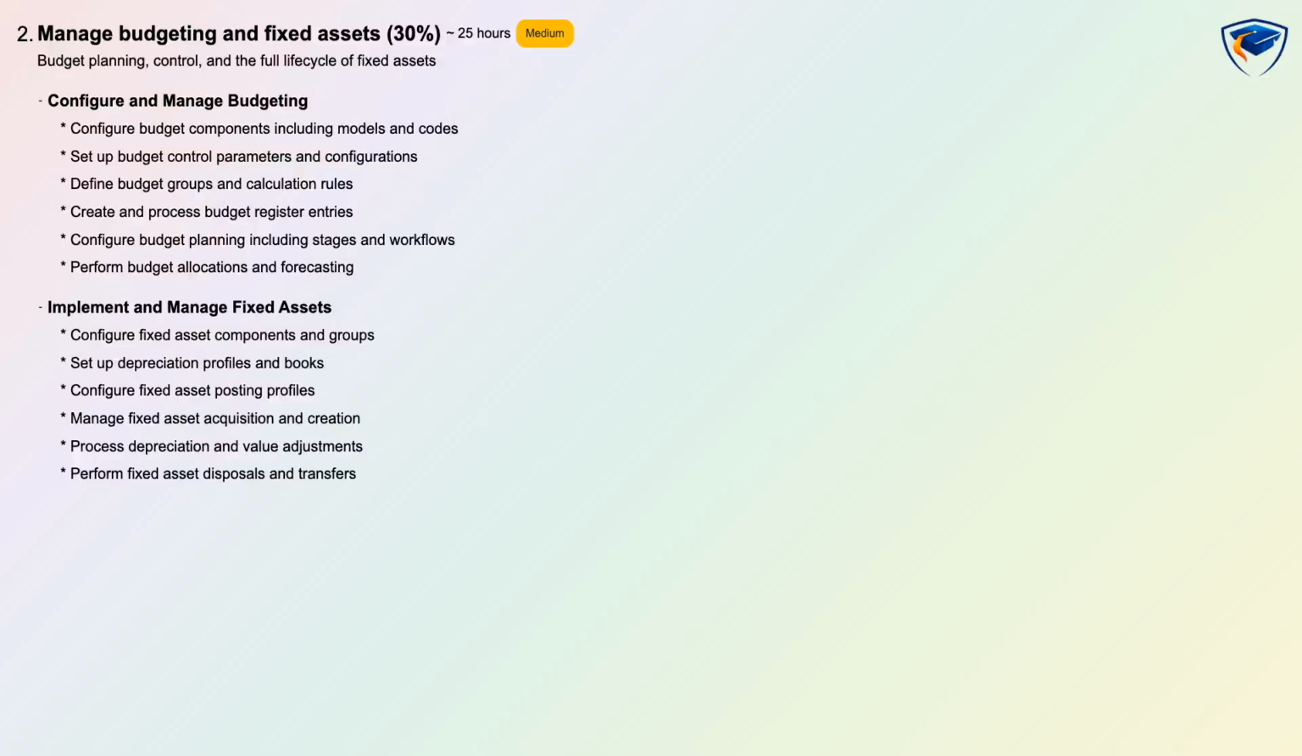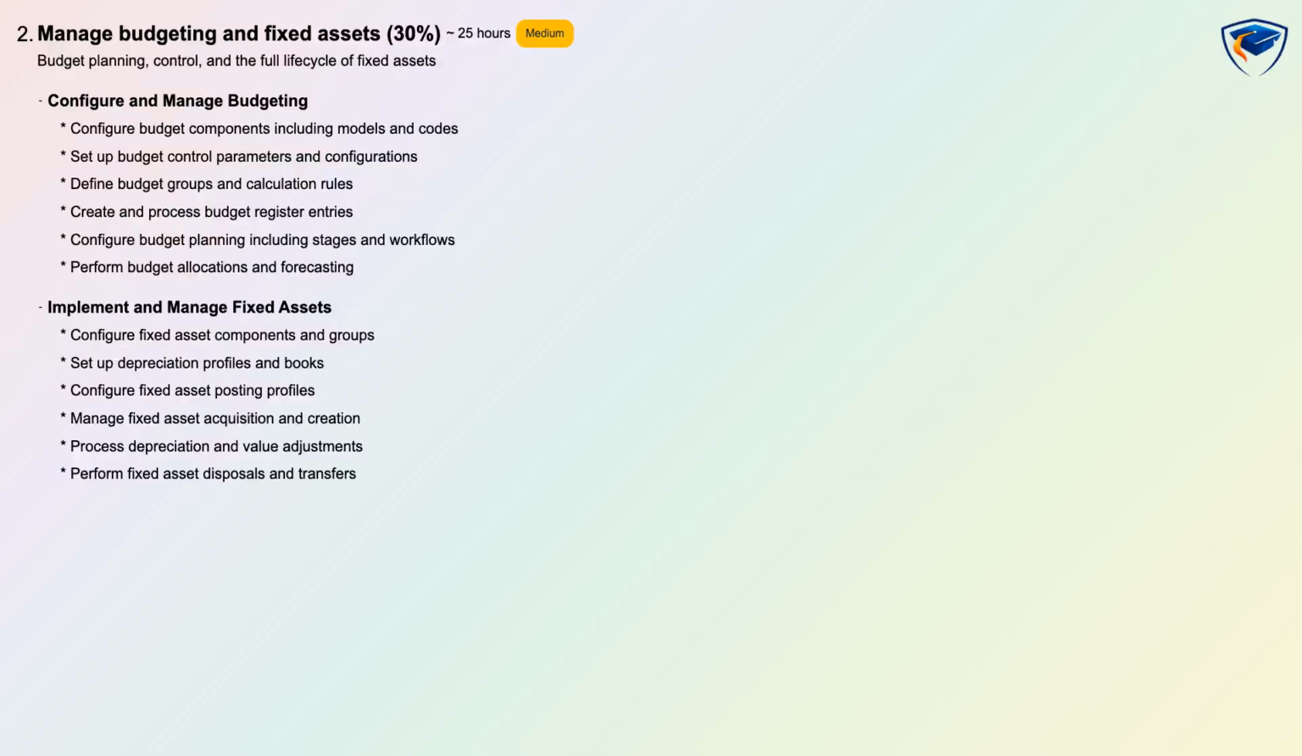Manage budgeting and fixed assets accounts for 30% of the exam, is medium difficulty, and requires about 25 hours of focused study with scenario-based assessments. For budgeting you will configure budget components such as models and codes, set up budget control parameters, define budget groups and calculation rules, and create and process budget register entries for control and compliance.